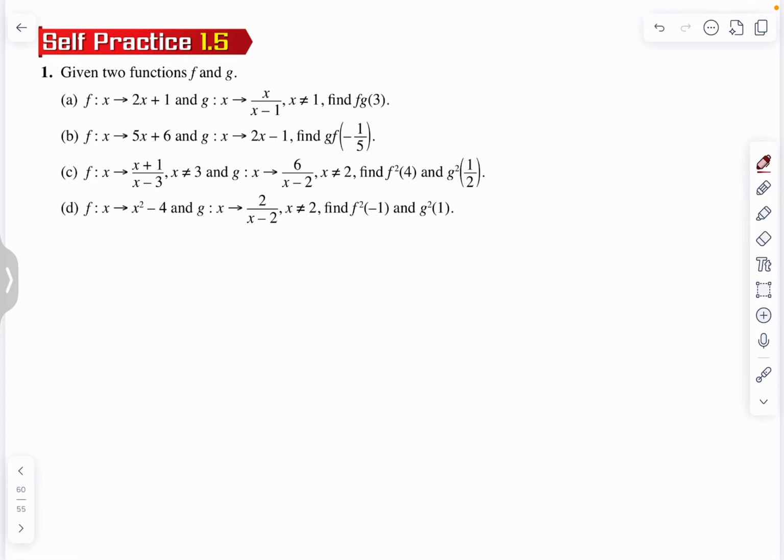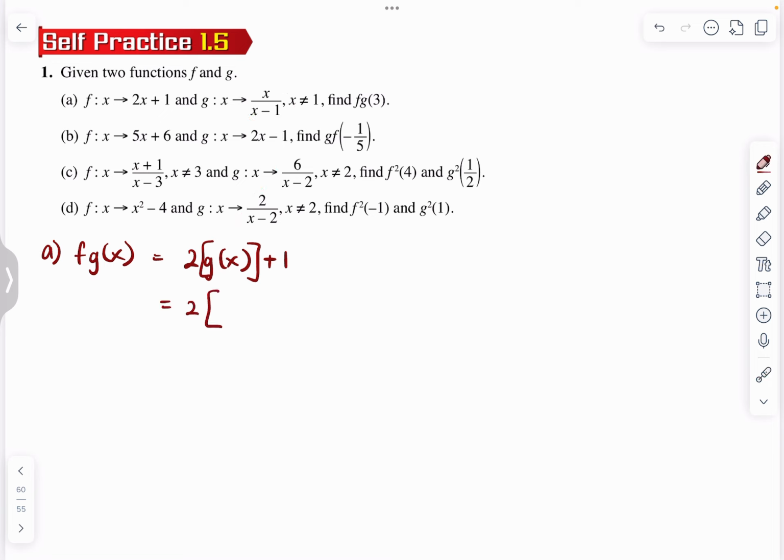Question 1. Given two functions f and g, f(x) is this, g(x) is this, find fg(3). Okay. First, let's find what is fg(x). So if f(x) is 2x plus 1, f(y) is 2y plus 1, fg(x) would be 2g(x) plus 1. Okay. Then we sub the g(x) into here.